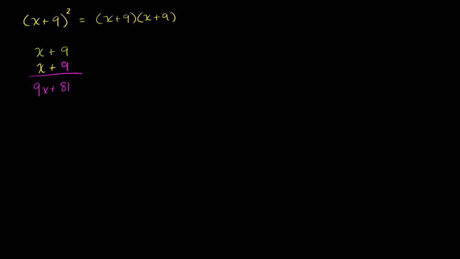Then we switch to this x term. We have a yellow x. x times 9 is 9x. Put it in the first degree space. x times x is x squared. And then we add everything up, and we get x squared plus 18x plus 81. So this is equal to x squared plus 18x plus 81.